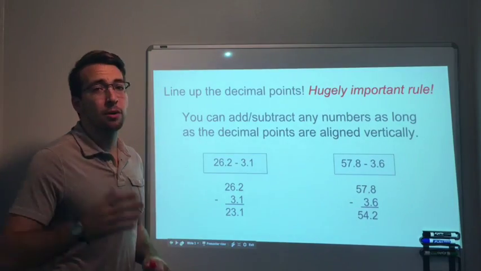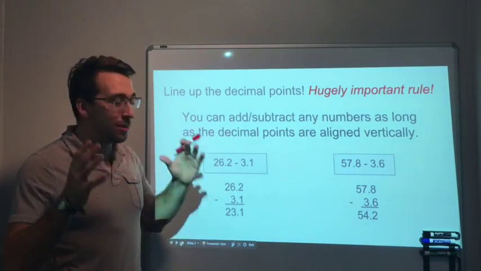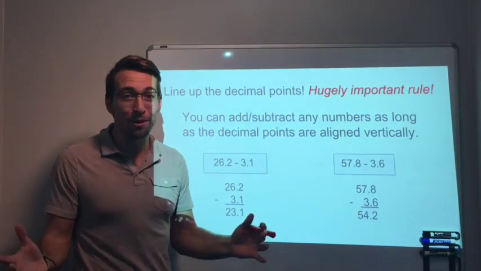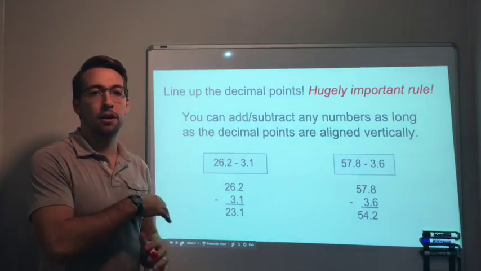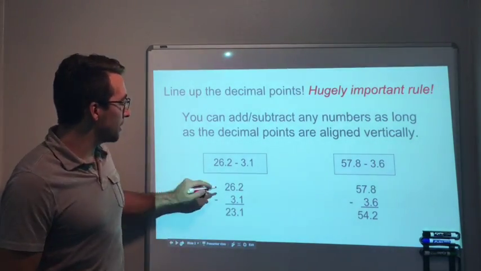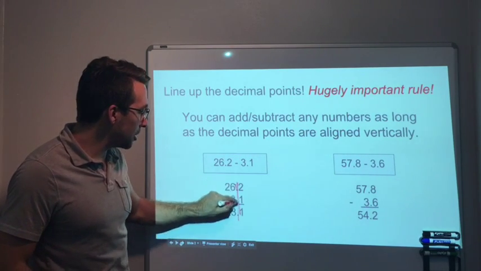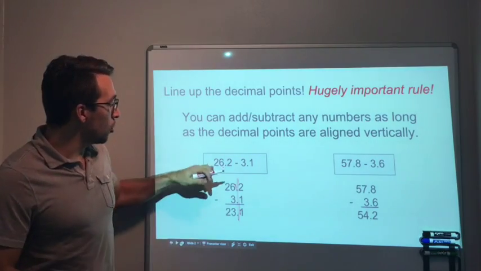So what do we do? Just like with the addition, we line up the decimals. Again, hugely important. You have to line up the decimals. So if you're given these decimal numbers in a word problem, write down the numbers and write them vertically. Let's line up the decimal places, okay?